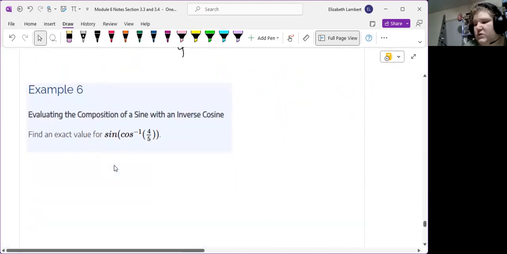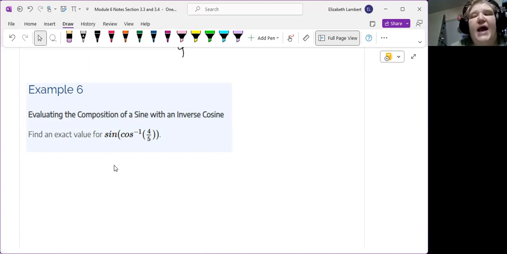All right, let's take a look at this one, and then I'll probably cut it and then start a third video. So now our inverse function is on the inside. So this is saying that the cosine of some angle theta is 4/5. This question is asking, well, what's the sine of theta? So here's how I start my setup.